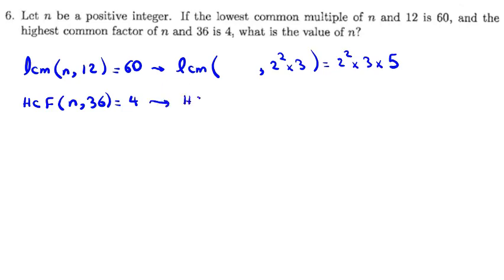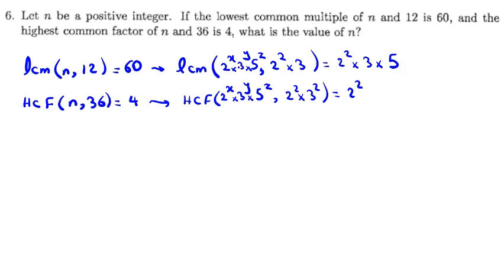And let me write also this one, HCF of, I don't write n now. 36 is 4 times 9, which is 2 squared times 3 squared, and the HCF equals 2 squared. So here, because in LCM we write all the primes that both numbers have, here we have 2, 3, 5. So n can only have 2 to the x, 3 to the y, 5 to the z. Maybe one or some of x, y, z are 0. Also, I write this number, and I want to conclude about x, y, and z.